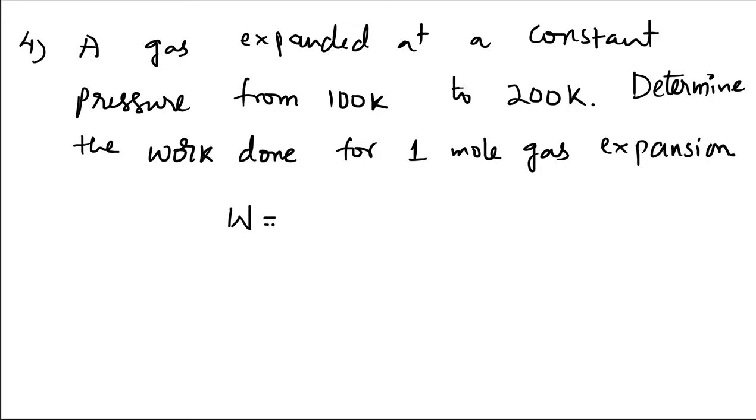Work is equal to negative P external times delta V. Here we don't have a delta V term, so we need another form of expression for the work. We know the ideal gas equation PV equals RT, because it is 1 mole. For n moles, that is PV equals nRT. So PV equals RT is the equation for 1 mole of ideal gas.